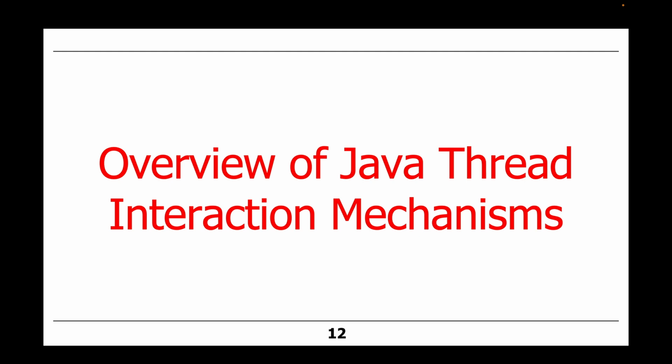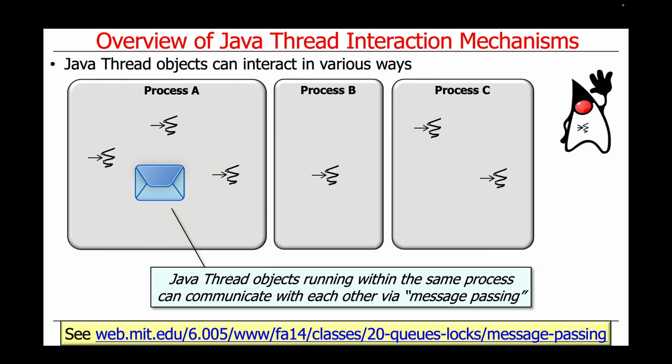Let's now discuss different ways that Java thread objects can interact with each other. Java thread objects can interact in various ways. One way is for thread objects running within the same process to communicate with each other by message passing, which involves passing objects back and forth between threads in the process.